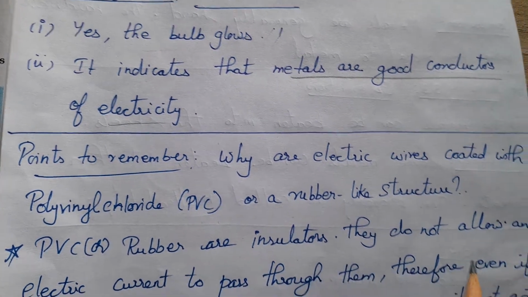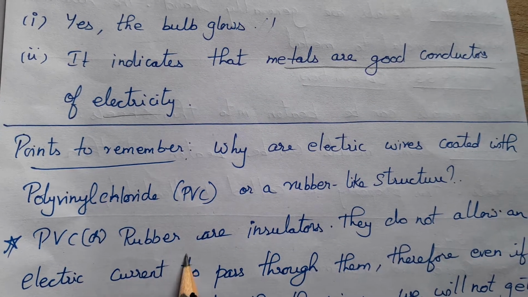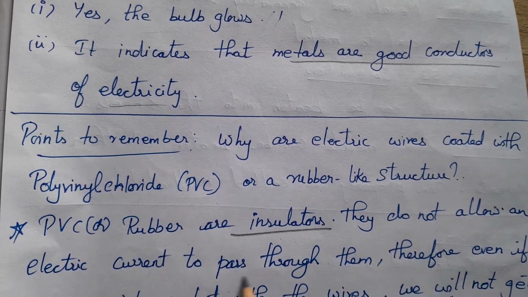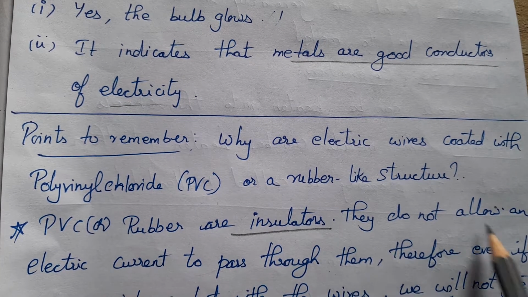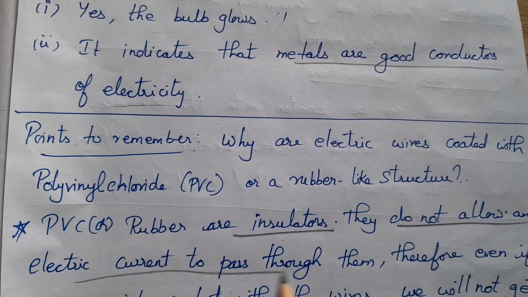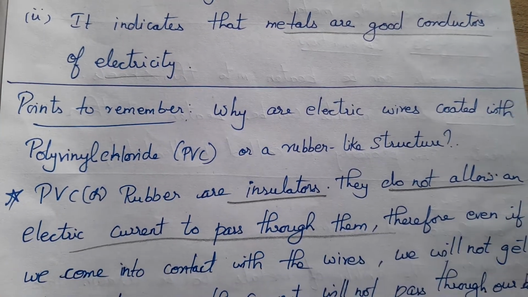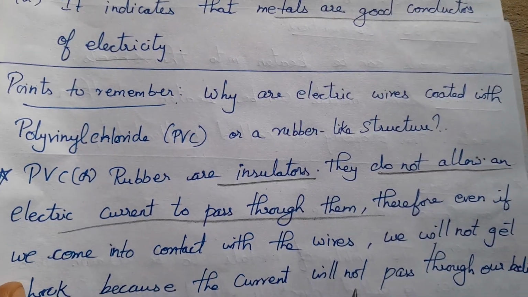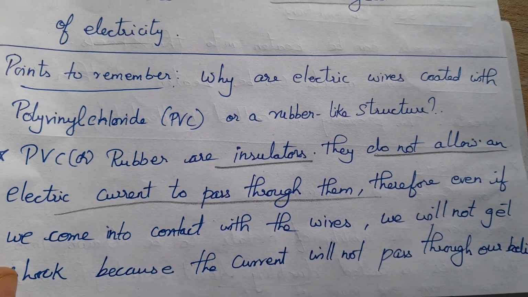The flow of charges will not be there. PVC or rubber are insulators. They do not allow an electric current to pass through them. Therefore, even if you come in contact with the wires, you will not get a shock, okay, because the current will not pass through our body, okay.